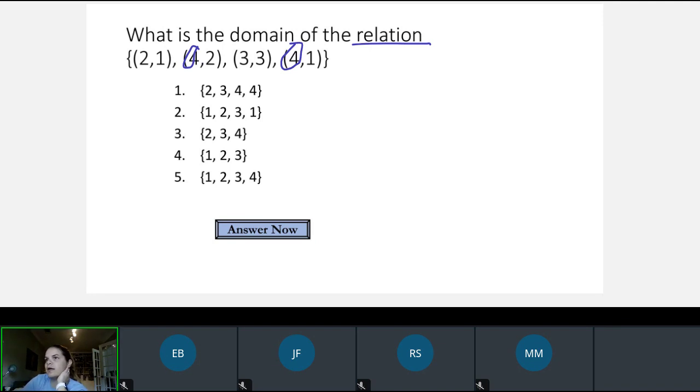Good. So the domain, if I go through and highlight, we've got 2, 4, 3, 4. And then if I want to write those from smallest to biggest, since that's how they'll appear on my answer choices, 2, 3, 4, 4, which is number 1, or A. Very good. All right. Now, can you tell me what is the range of this function? Sorry, this relation. Good.